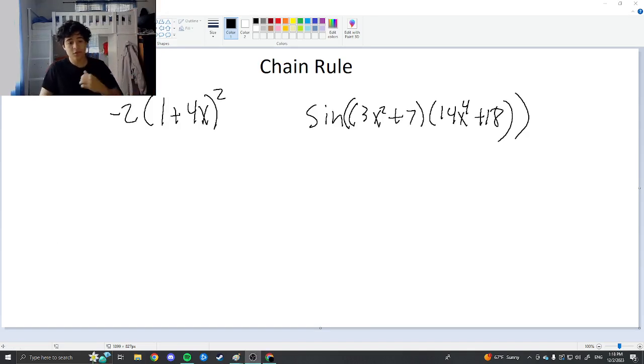So up on the screen, I got 2 more practice problems. You can try pausing it now. First one is easier than the second one. Pause it now, try to solve them. If you still don't get it, then I'm going to go over them right now.